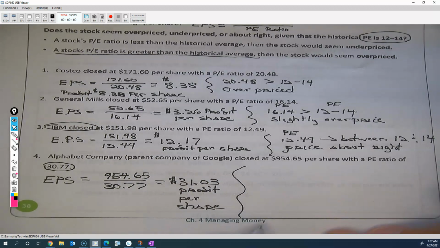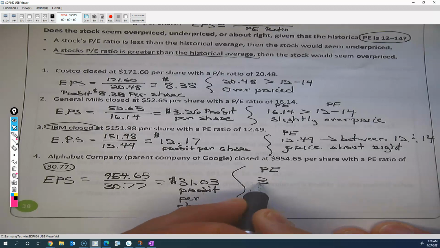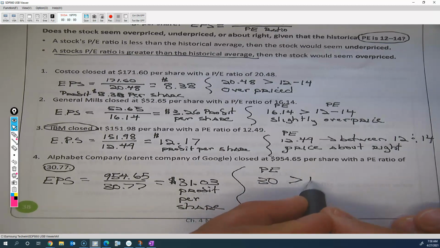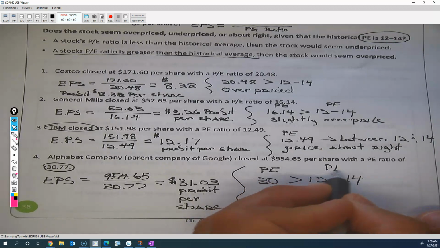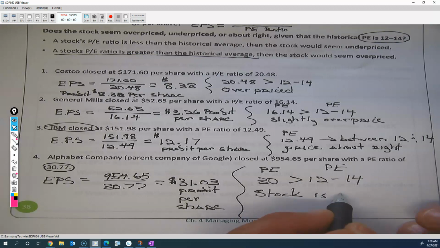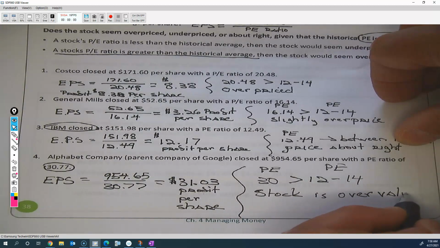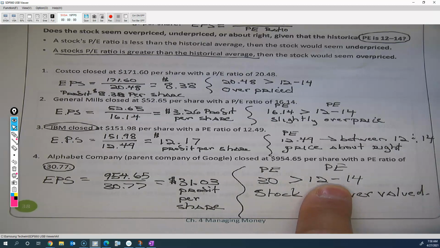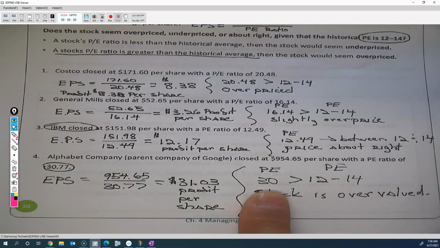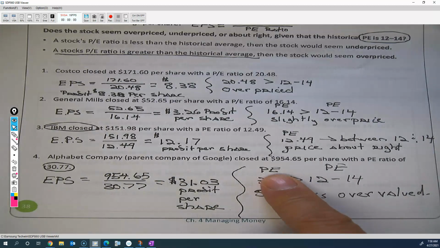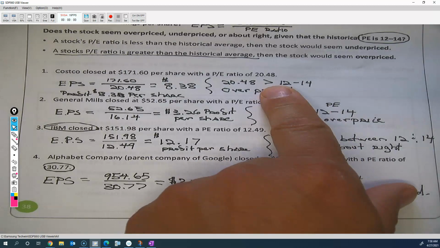All right, and then if we look at this, its PE is 30. Now again, this is a tech company, so we really should be using a higher PE ratio to compare it, but that's way above 12 to 14. So we would say right now this stock is overvalued. Just for argument's sake, we were using 12 to 14. For technology stocks, you might use a PE of like 50. And then that would mean that for technology companies, Apple or Alphabet is not overpriced.